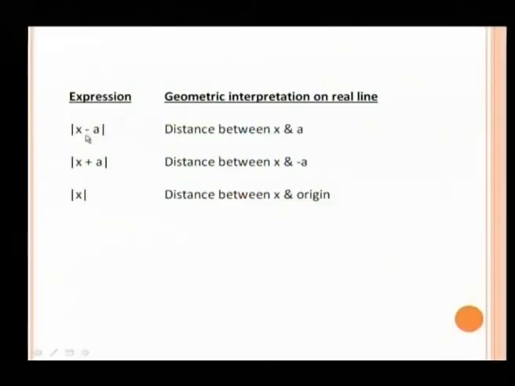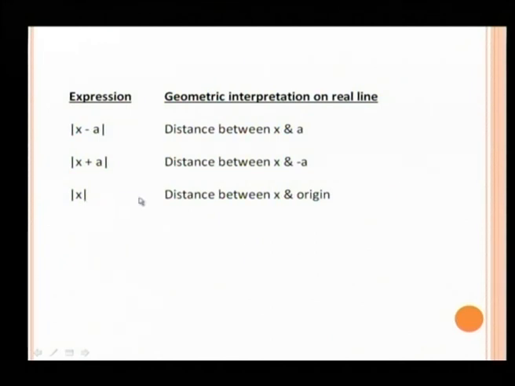Now, as the first expression, we have |x minus a|, or distance x minus a. Its geometric interpretation on the real line can be explained as that |x minus a| is the distance between two numbers, which are x and a. The second expression is |x plus a|, or x plus a with a distance sign. The geometric interpretation of this expression is that it is the distance between two numbers, which are x and minus a.